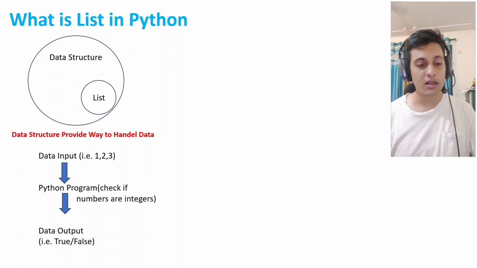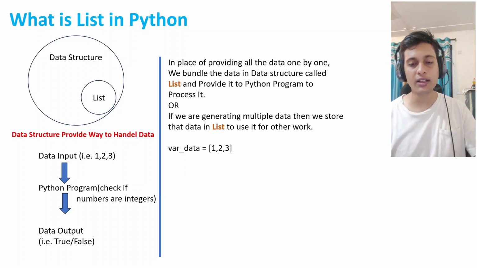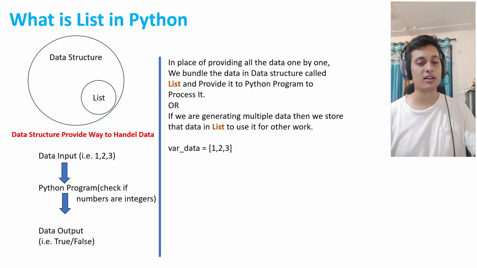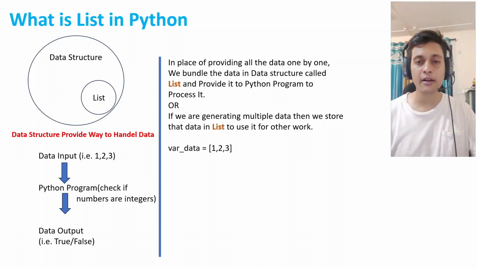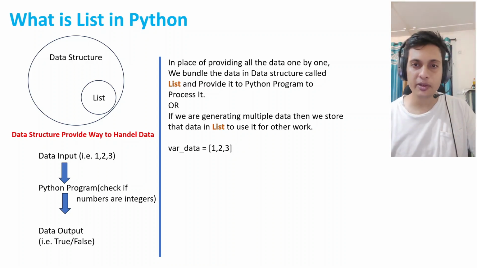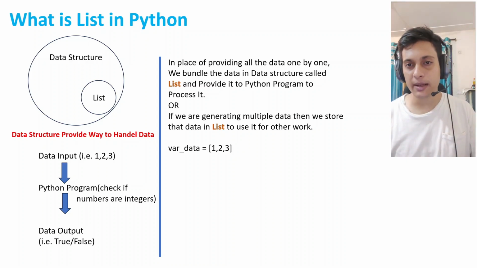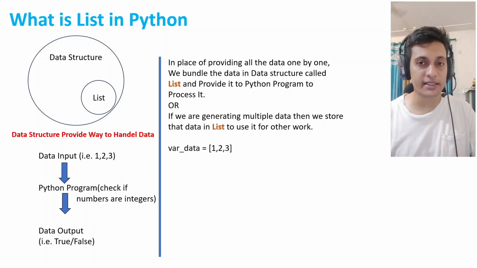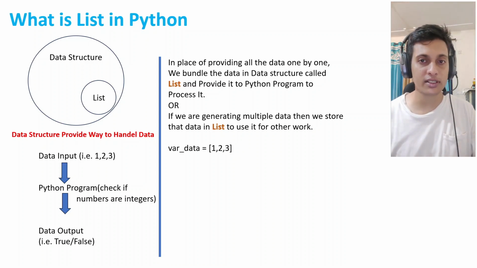So in Python, for this, we have this list. In place of providing all the data one by one, we bundle that data in a data structure called list and provide it to the Python program to process it. So earlier we were providing this data one by one to our Python program. But now what we did is we bundled the complete set of inputs into one entity, which is list, and we have provided that list to our Python program to process it.